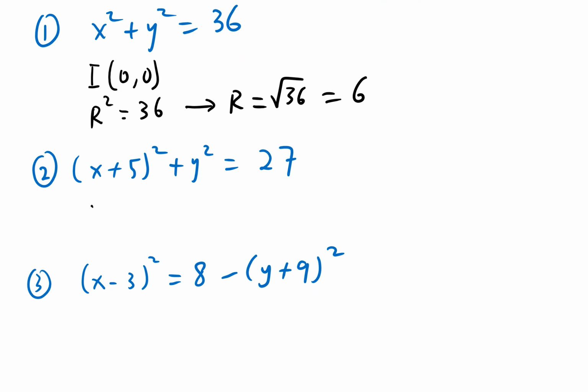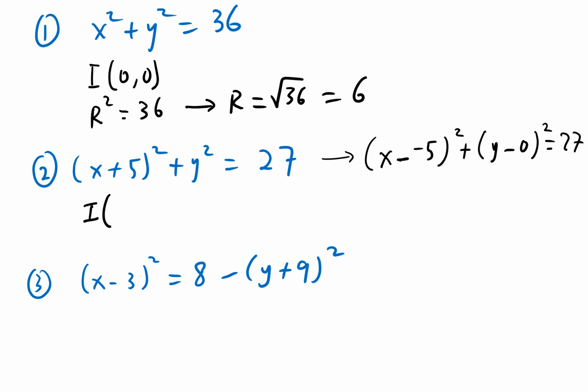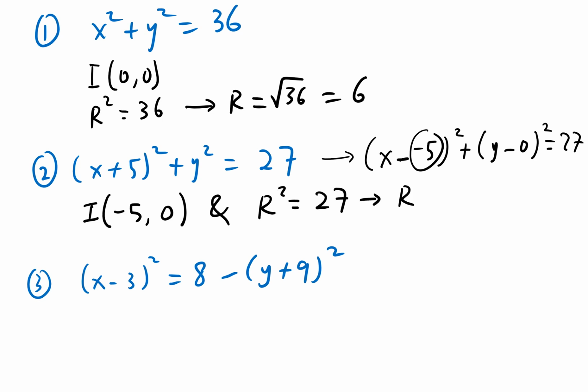Next one, the center I, this is (x minus negative 5) squared plus (y minus 0) squared is 27. So this is the x, and the y is 0, and the radius, r squared is 27. So r is the square root of 27, which is 3 square root of 3.